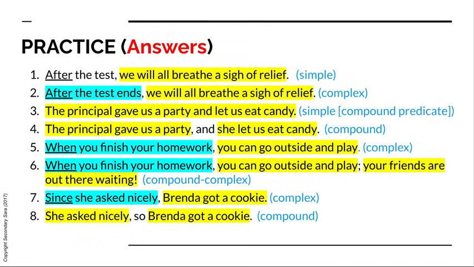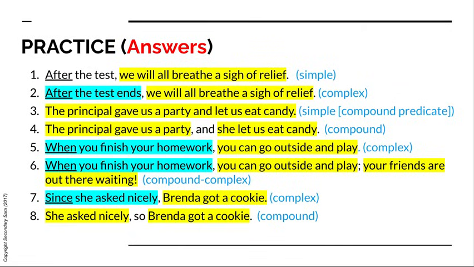So in the first sentence, after the test, after isn't an AWOBIS word. However, it's not a dependent clause. Okay, that's a phrase. So I still have a simple sentence there. Number 2, that is complex because after the test ends, I added that verb. Now it's dependent. So I've got a dependent, comma, independent. That's complex. Number 3 has one subject, the principal, but it has 2 verbs, gave and let. Therefore, it's still simple. It just has a compound predicate.